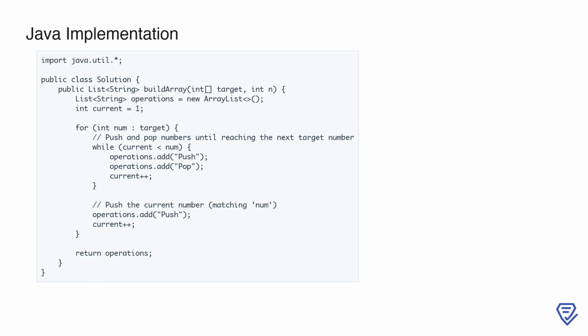This is the Java implementation of LeetCode problem number 1441, Build an Array with Stack Operations. The logic mirrors the Python implementation, using a list to store the sequence of stack operations. Key differences include explicit type declarations, e.g., List<String>, Java-specific collections like ArrayList, and the use of a for-each loop for iterating over the target array. The algorithm efficiently constructs the desired sequence, ensuring all operations are correctly recorded.